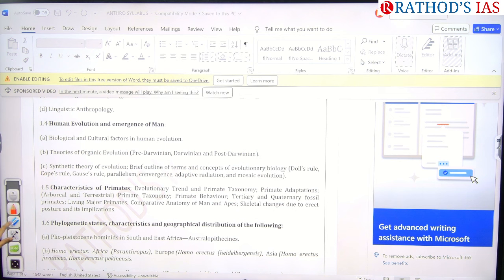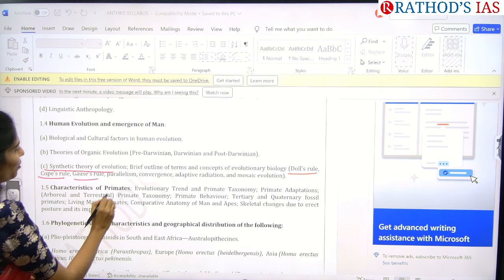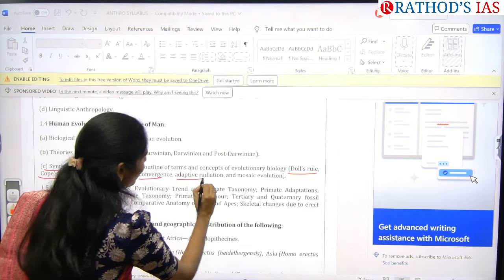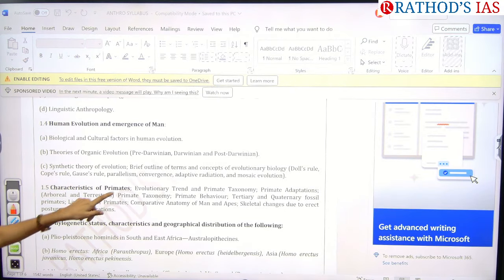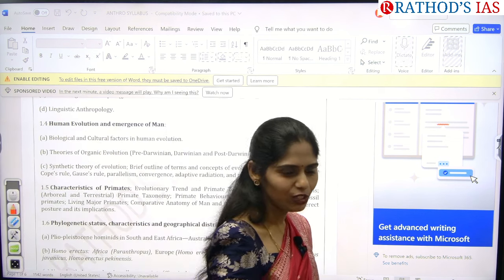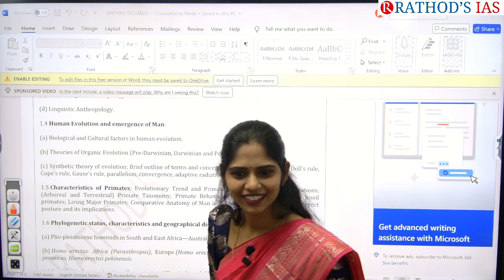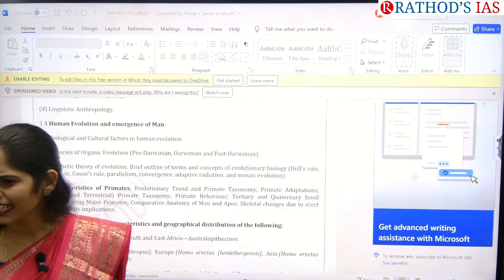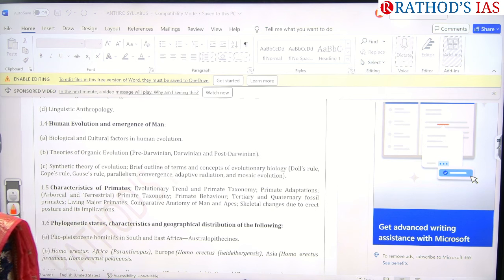And next, what is C? C is about synthetic theory in detail, and it covers Dollo's rule, Cope's rule, Gause's rule, parallelism, convergence, adaptive radiation, mosaic evolution. So I have covered the synthetic theory now, right? So what is Dollo's rule? Have you heard about this anywhere in evolution? It is not a toy doll. Dollo's rule, have you heard? At least Cope's rule, Gause's rule. Think. At least tell me something related to that.